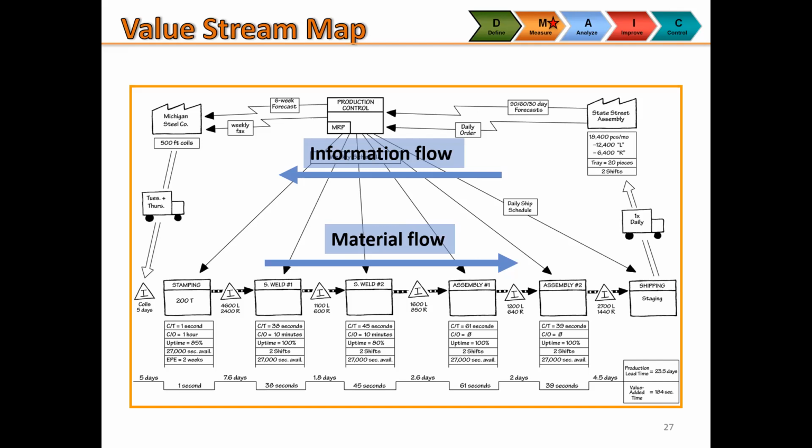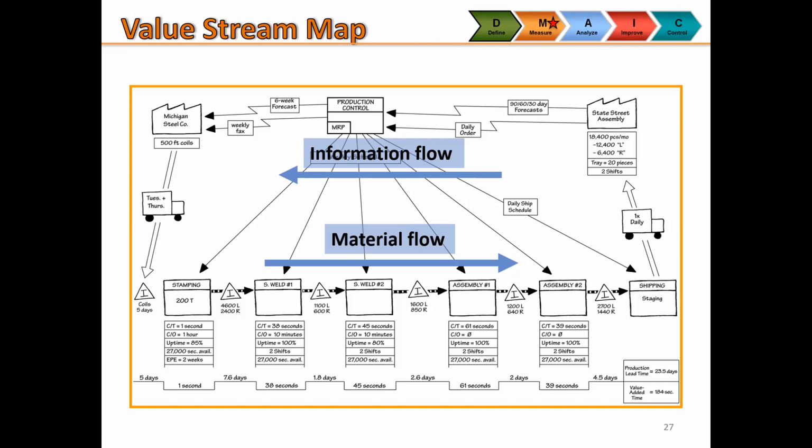And then anything you see as a triangle, that's inventory. And you'll see that from Michigan Steel Company, it gets to us by truck. And there's a number of coils that are already in stock. And in the triangle, it says 5 days. Again, that's how things are measured in value stream mapping: time units.